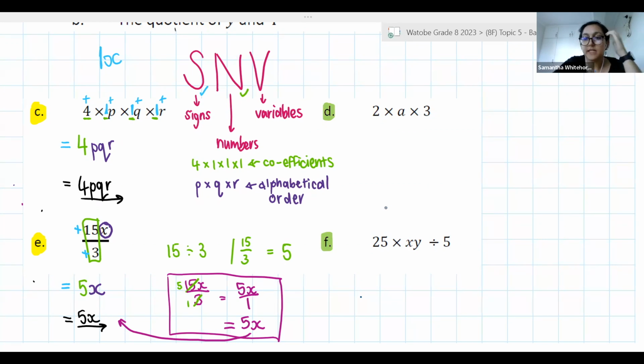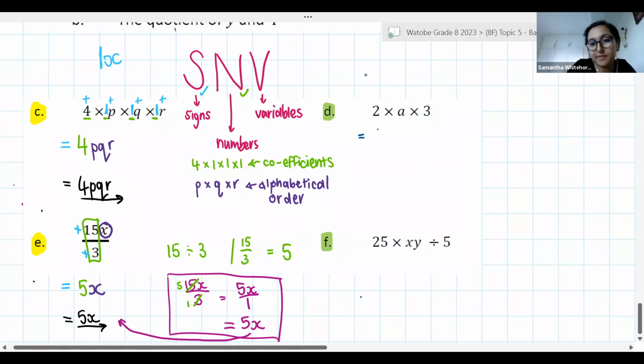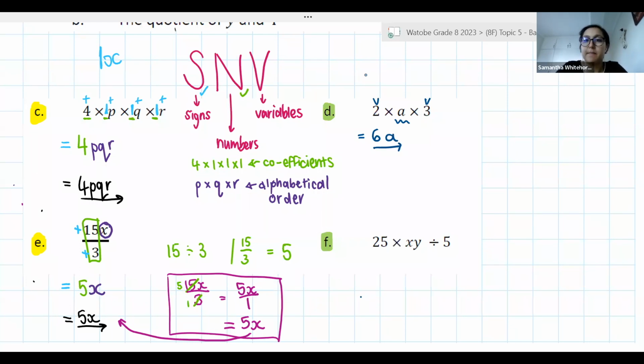Right, if anyone wants to raise their hand to explain how they got D or F, now's the time. Blessed, I see your hand. Do you want to explain D for me? Yes, ma'am. I said 2 times 3 equals 6, and then I put A, ma'am. Perfect. So guys, if we do the signs first, everything's positive, so it's positive. Numbers, 2 times 3 is 6. And then I've just got that variable A. So my answer here is 6A.